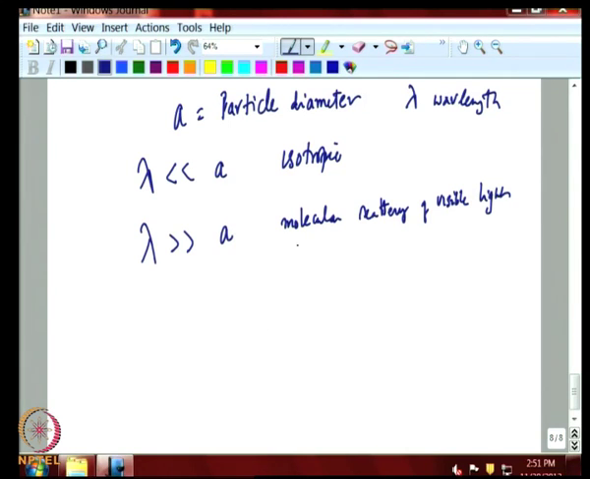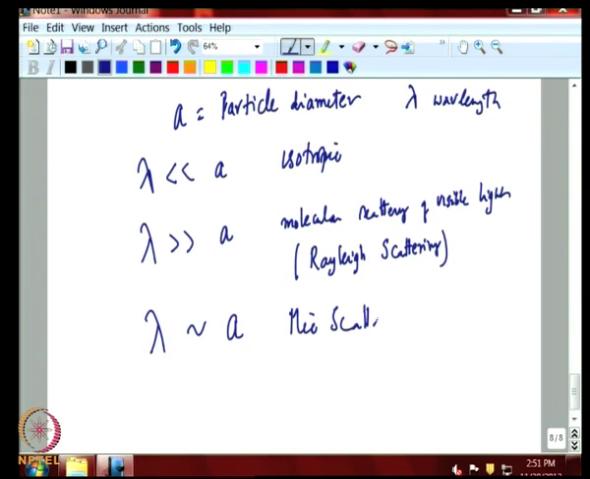What you get is what you must have heard of in your physics classes, called Rayleigh scattering. This is something which you have heard about in your earlier courses, and we will discuss this further. And finally, if the wavelength of photon is comparable to the dimensions of the object concerned, you get what is known as Mie scattering.